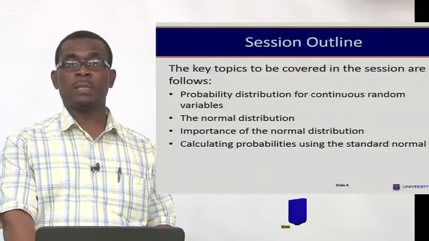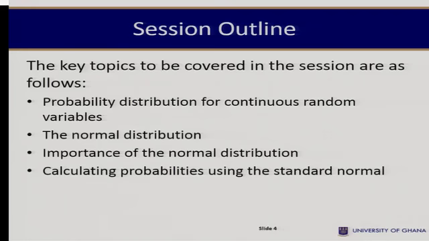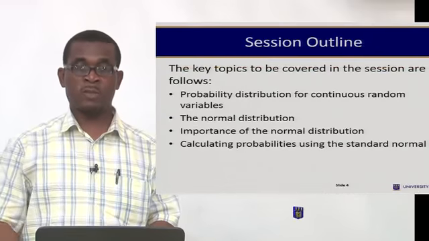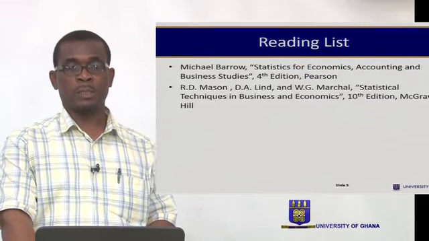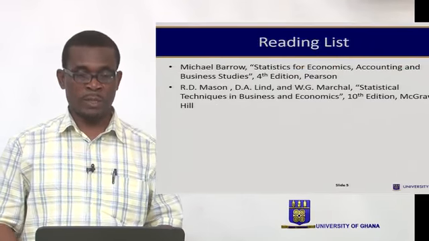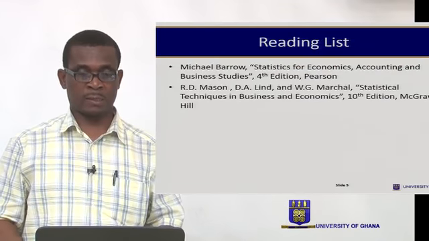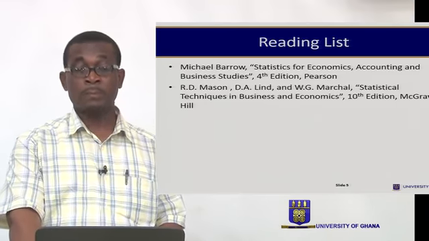The session is outlined as follows. We'll start by looking at probability distributions in the continuous sense, and then talk about the normal distribution, the importance of the normal distribution, and then illustrate how we can calculate probabilities using the standard normal. As usual, these are your reference texts, Michael Barrow, and then Mason, Lind, and Marshall.